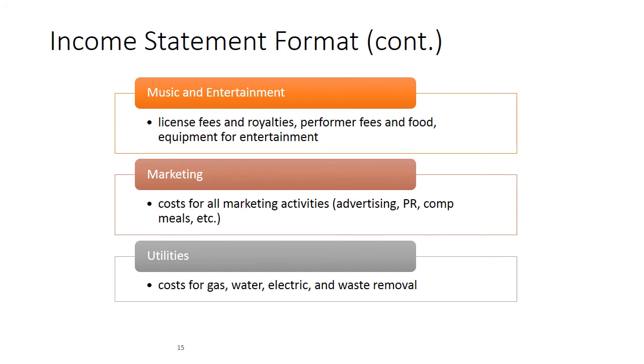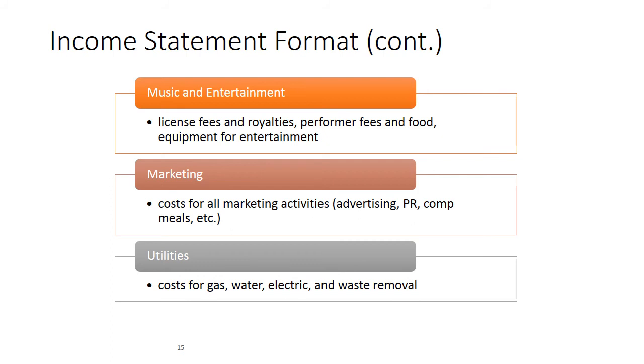Music and entertainment, okay, definitely some things that we can control there. The licensing fees, royalties, performer fees, and food. How many of you guys know that even to play music in your restaurant, you have to pay licensing fees for the music? Lots of things go into this that we may not think about. Okay, equipment for the entertainment. This all goes into that music and entertainment cost center in our budget. Marketing. This is all of our marketing activities, all of our advertising, our PR campaigns, things that are even like sponsoring a Little League softball team. This all goes into that marketing. Okay, comp meals all go into marketing. Running different specials go into marketing.